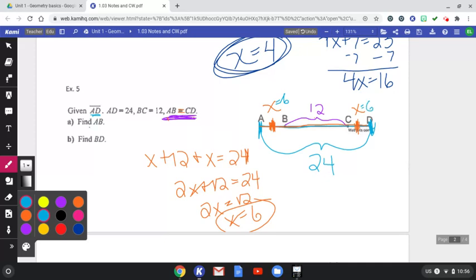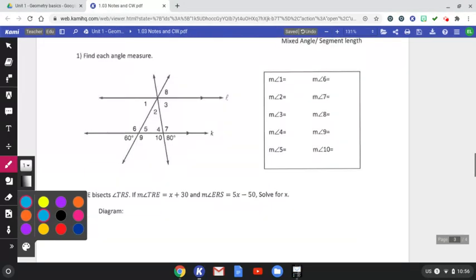Let's see what they're asking for. So A to B will just be a measure of 6 feet. B all the way down to D, well, B to C is 12, plus 6 more is going to be 18 feet. Okay, so that's it for notes. With those as notes, we did a few examples along the way.